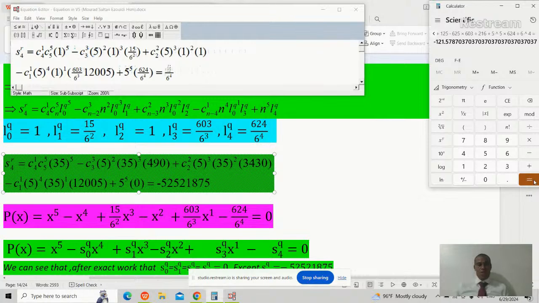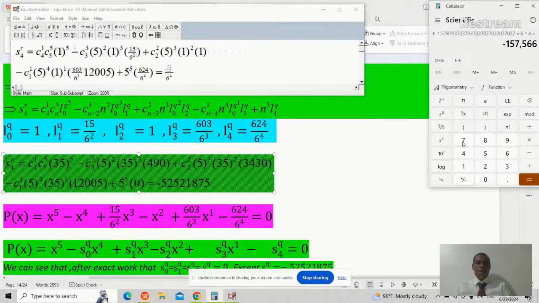No need to round it to a whole number or one decimal place or two decimal places or to significant figures. I will just write it as a fraction. That means I should multiply this by 6 raised to the power 4 to find the value of the numerator.